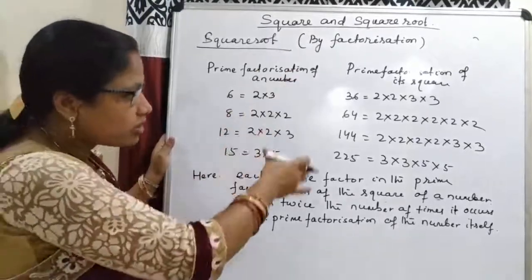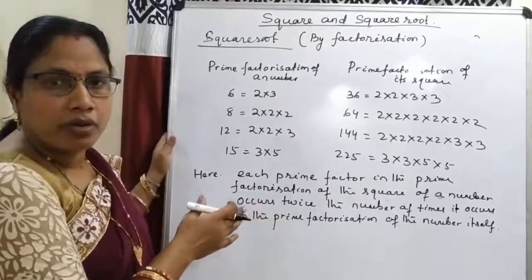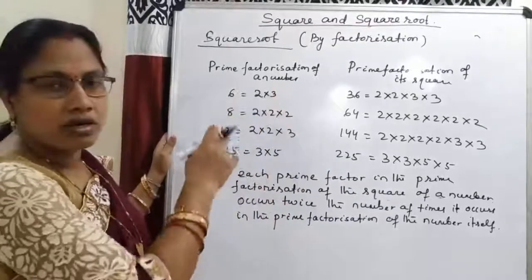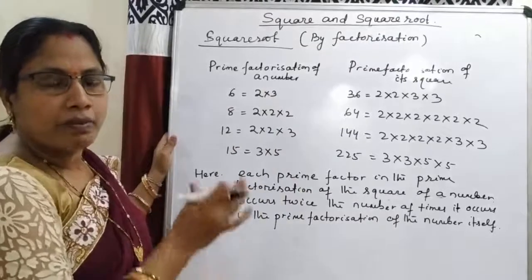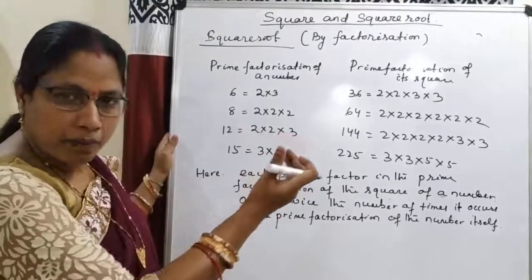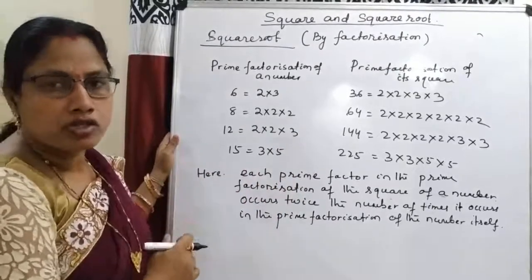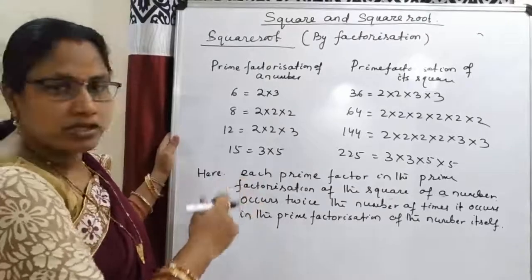So by using this rule, we can find the square root of a number by the prime factorization of the given number and by pairing each factor. From each pair we take only one factor to find the square root. So let us take an example.